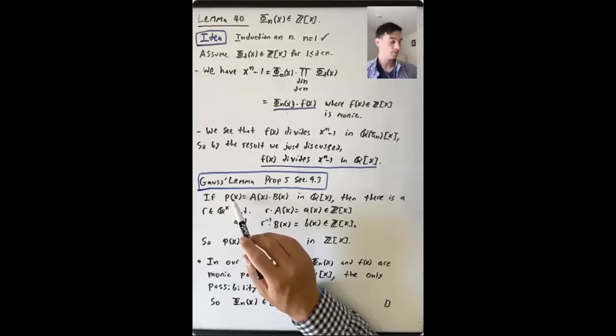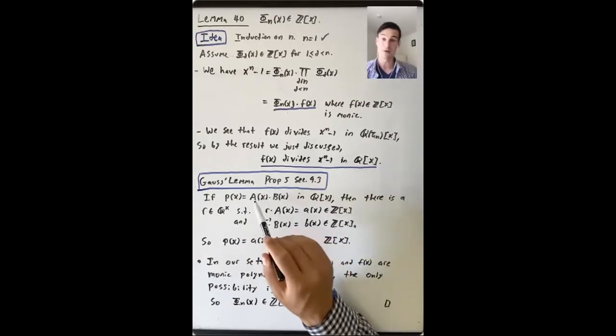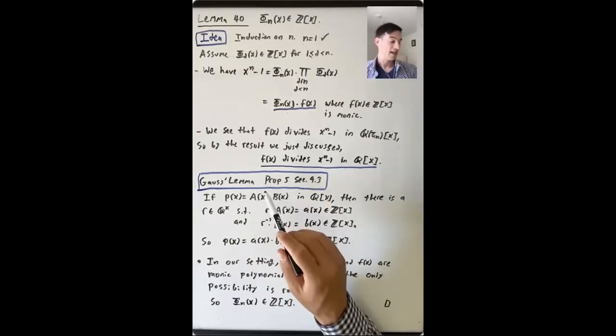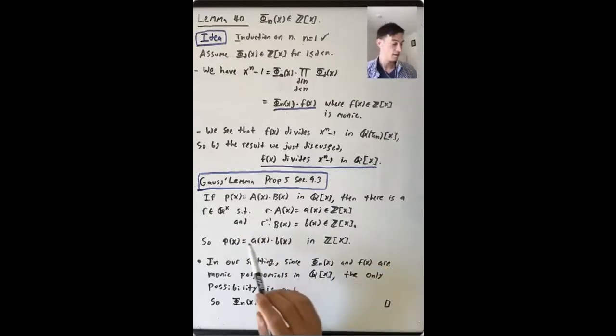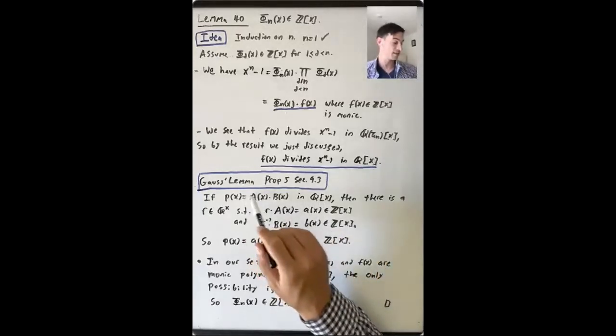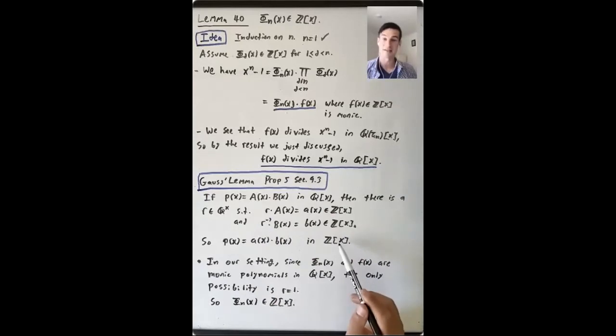So you have some polynomial with integer coefficients, and it's equal to a product of two polynomials in Q bracket x, then there's a way to scale one and scale the other so that it is equal to a product of two polynomials, each of which has integer coefficients. So p of x equals little a of x times little b of x in Z bracket x. Factorizations in Q bracket x give you factorizations in Z bracket x.